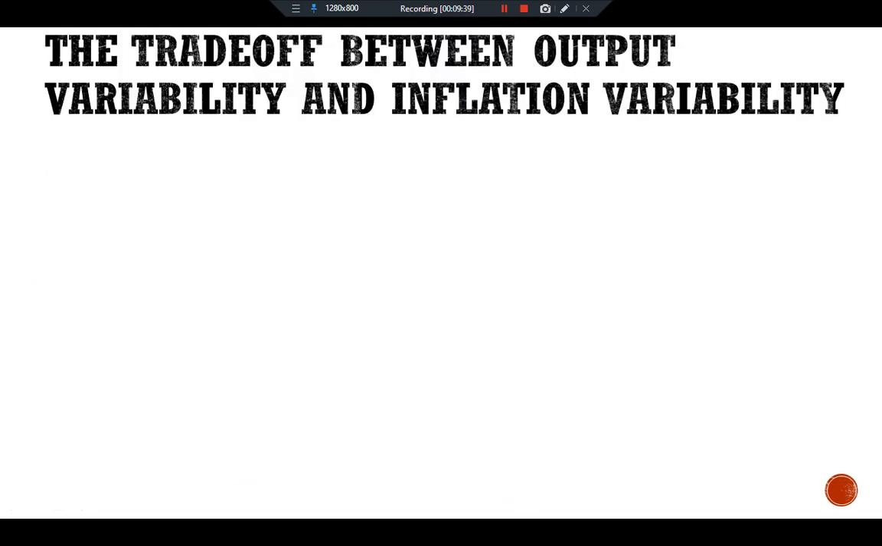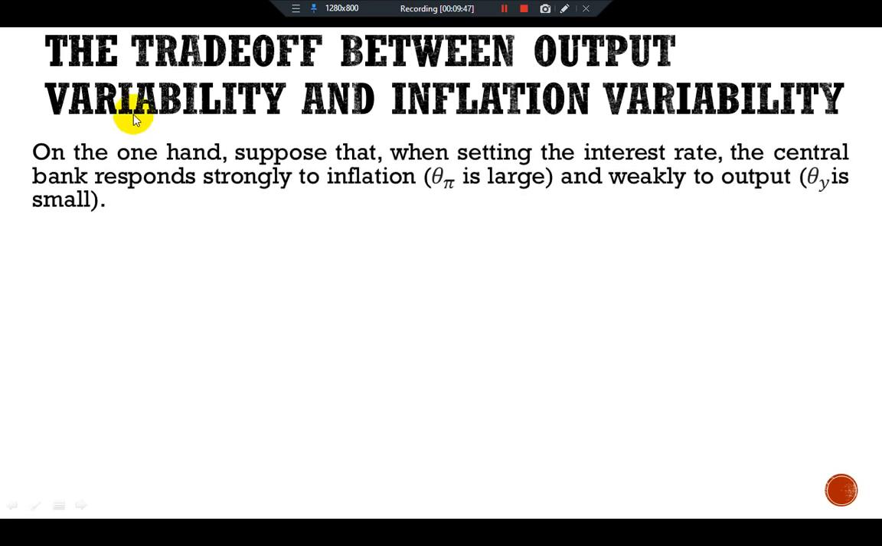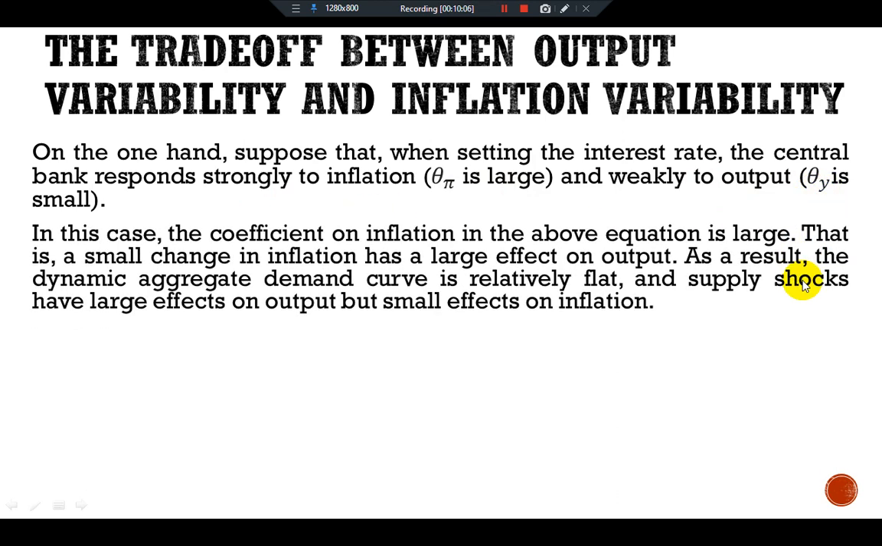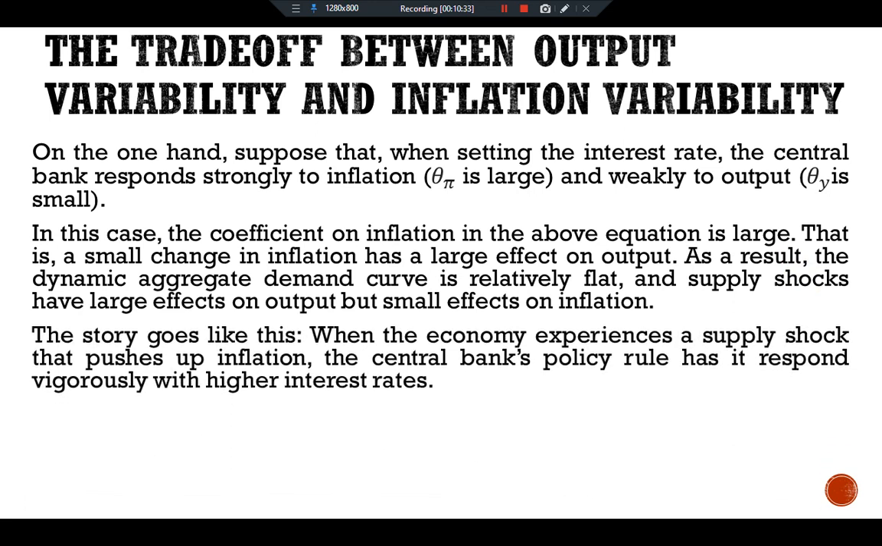Okay, moving toward the further discussion about the trade-off between output variability and inflation variability. On the one hand, suppose that when setting the interest rate, the central bank responds strongly to inflation, so theta_pi is large, and weakly to output, so theta_y is small. In this case, the coefficient on inflation in the above equation is large. That is, a small change in inflation has a large effect on output. As a result, the dynamic aggregate demand curve is relatively flat, and supply shocks have large effects on output but small effects on inflation. Okay, the story goes like this.